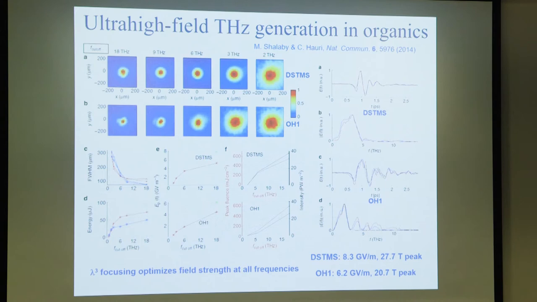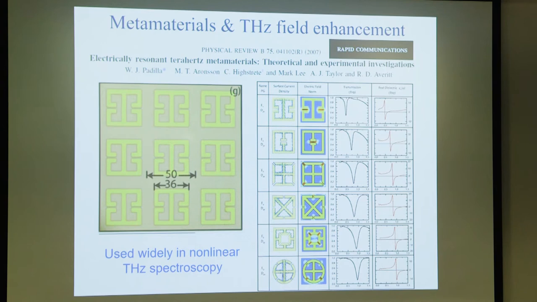These are actually much stronger in field because as the frequency gets higher, you can focus them tighter and it's shorter in duration, the peak is higher. So this has tens of megavolts per centimeter just in air. Right? Also strong magnetic fields, by the way, tens of Tesla. Here are just some more examples of these metamaterial structures that can be used to enhance the field strength.